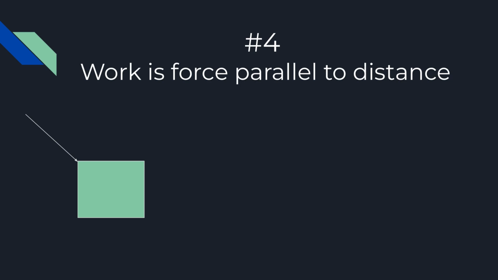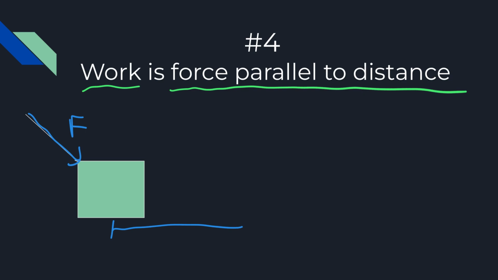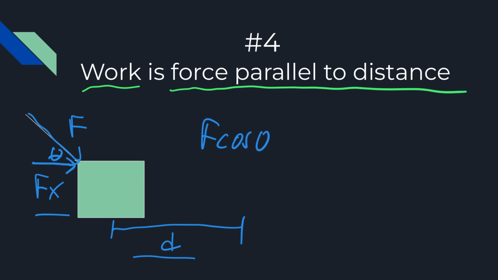Question type number 4 is, again, kind of a work question, but this time just understanding that work is force parallel to distance. So for example, if you are pushing, you apply a force on a mass and it goes a distance this way, just remember that you need that component of force that is parallel to the distance that it moves. So in this example, if this is an angle theta, you just write F cosine of theta times the distance. That's going to be my work.